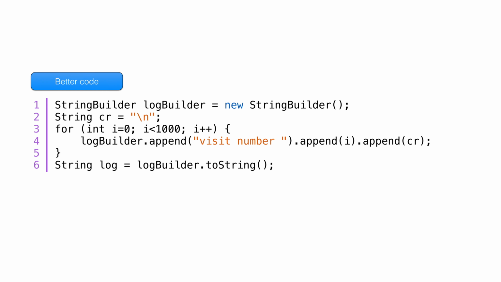What we need to do is move the creation of the string builder outside of our loop. This means we're creating one string builder. We're adding our single visit number string directly to the builder, and at the end we convert the builder to one string. This is much more efficient.